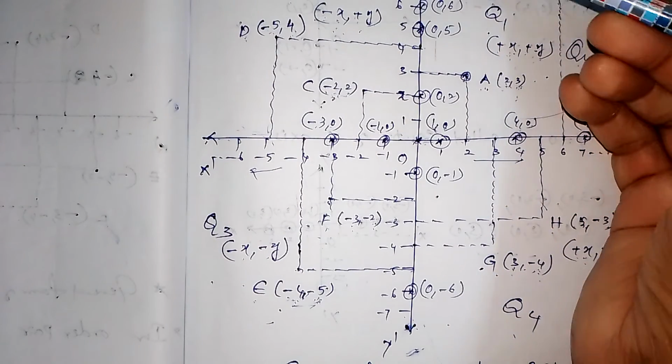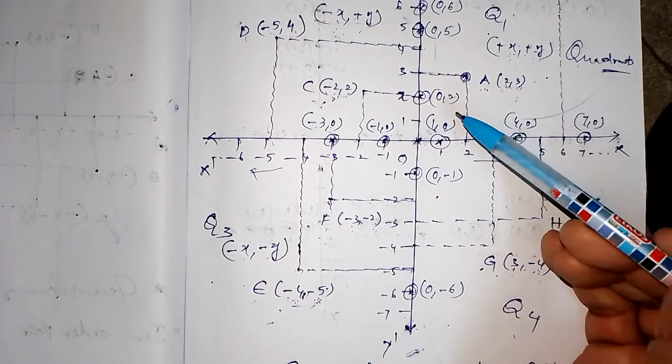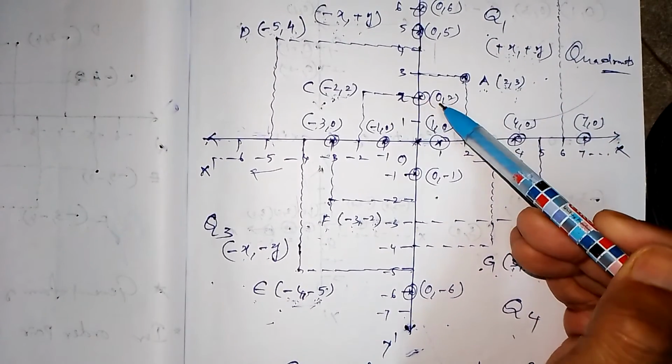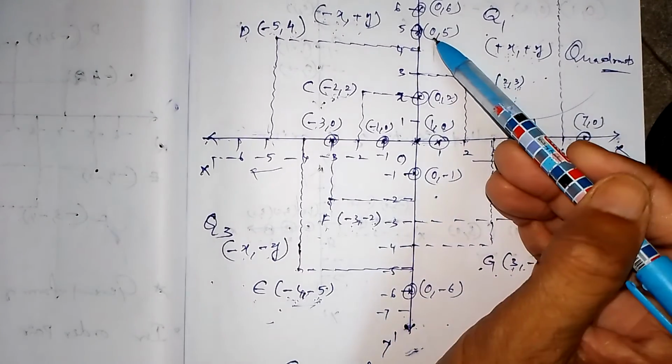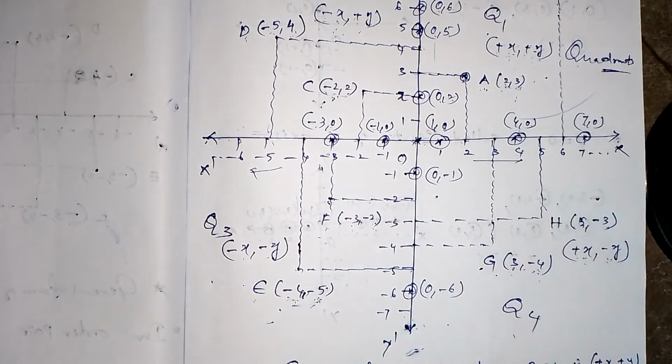And for the points which lie on the y-axis, the x coordinate value will be 0. So by taking here 0 comma 2 and 0 comma 5, 0 comma 6, I mean I have taken the points which lie on the y-axis.